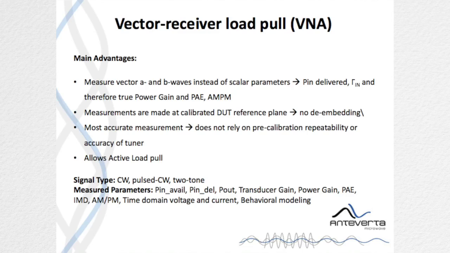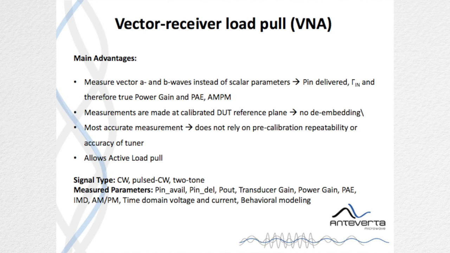The main advantage of a system like this is that you're now measuring a vector quantity, which allows you to measure actual input delivered power and gamma in, and therefore also measurements like AM-PM, PAE, and so on. The measurements are calibrated directly to the DUT reference plane, so there's no calibration required of the tuner itself. At least the accuracy doesn't rely on the calibration of the tuner. And this makes for the most accurate measurements.